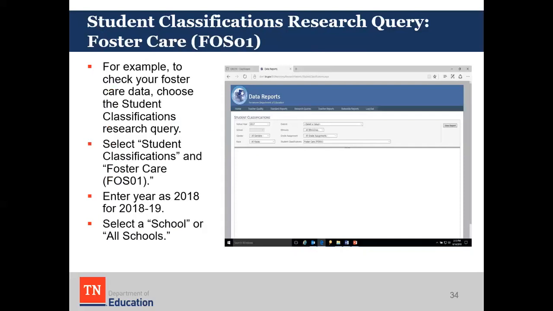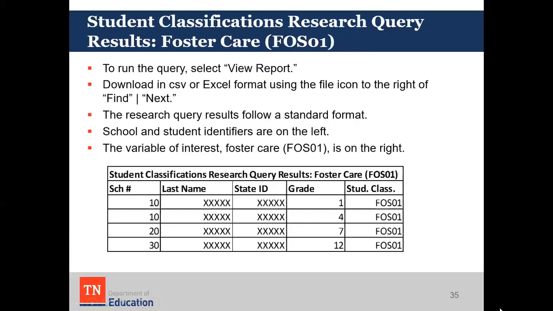For example, to check your foster care data, choose the Student Classifications Research query. Select Student Classifications and Foster Care, FOST01. Enter year as 2018 for the 2018-19 school year. Select a school or all schools. To run the query, select View Report. Download in CSV or Excel format using the file icon to the right of Find Next.